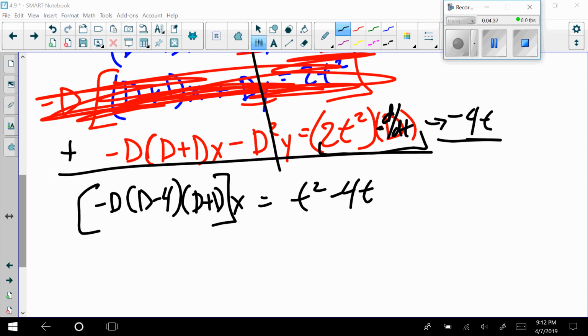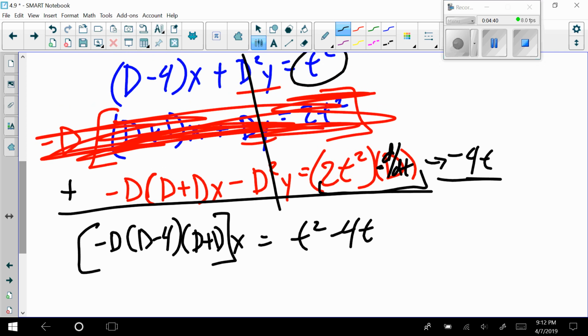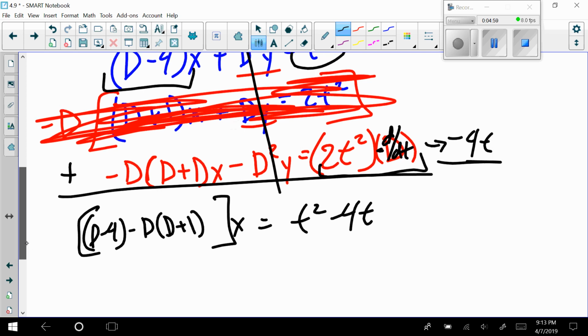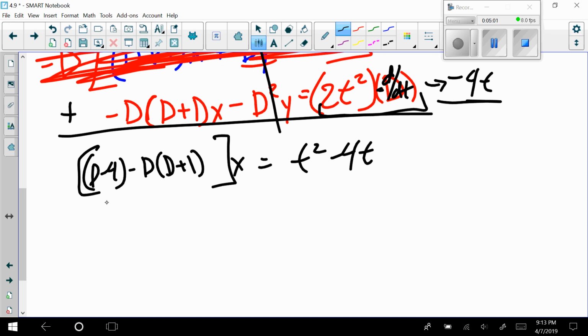And I've almost made a crucial mistake. I'm sure you guys caught it. Let's go right back to here. I almost made a very crucial mistake. It is this thing here, which is d minus 4, plus, which with this negative, it really becomes negative d times d plus 1. I'm sure you guys caught that already, but I just want to make sure. So that's a d minus 4 minus d squared minus d all times x.